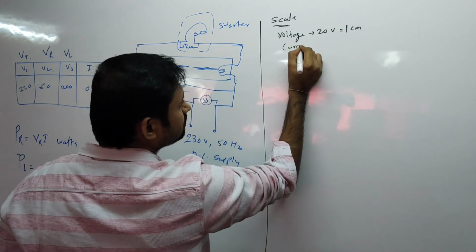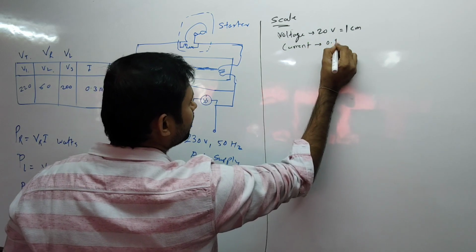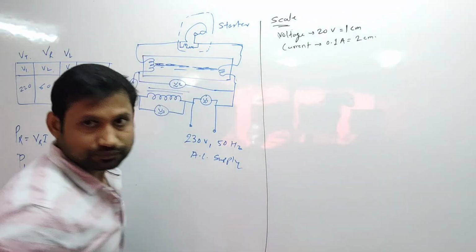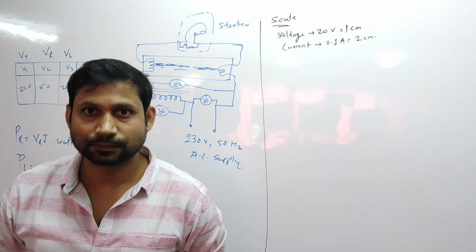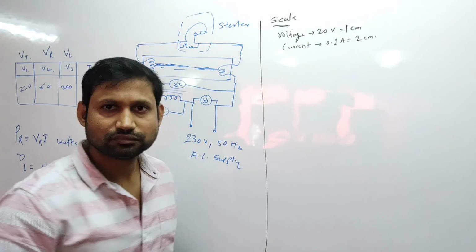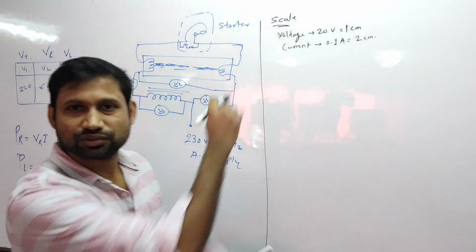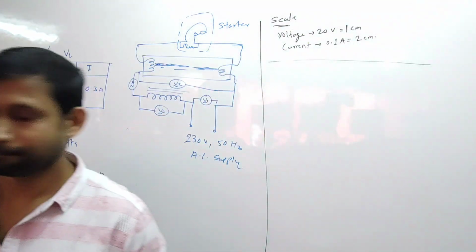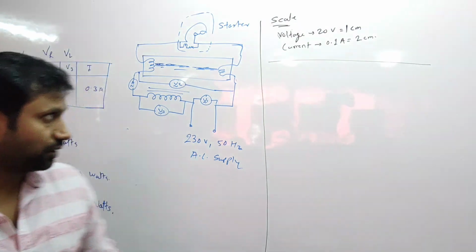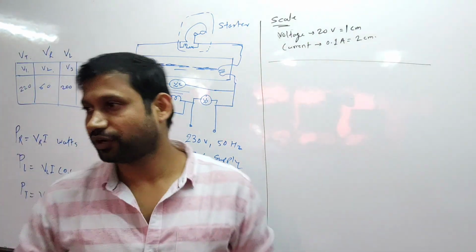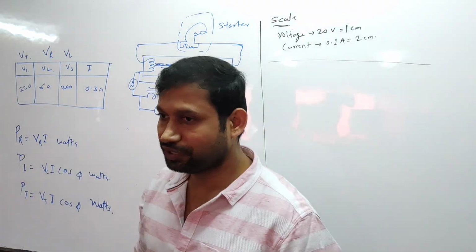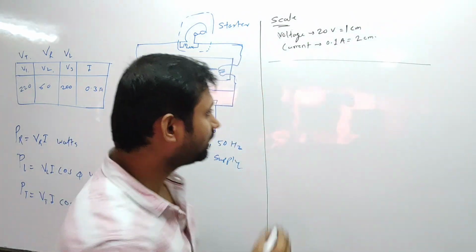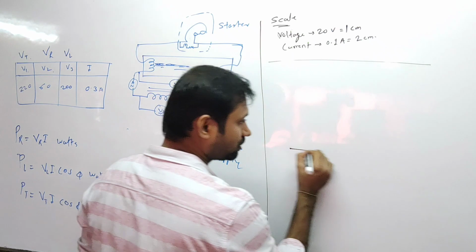And for current, 0.1 ampere is equal to 2 centimeter. Okay? I hope the scale is understood by everyone. Now, one reference vector you have to plot. I have three different values for voltage but only one value for current, so I'll take this reference current. I'll draw one phasor over here, that is current.